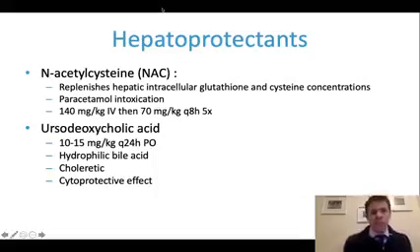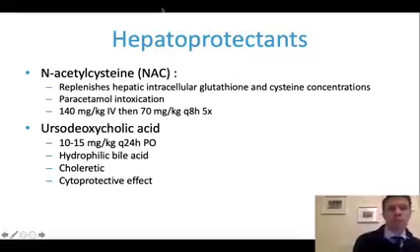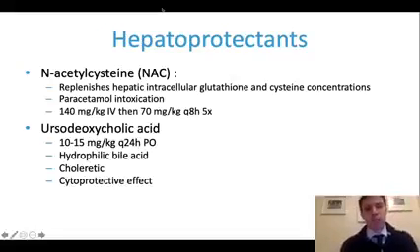Finally, N-acetylcysteine. The time I've used it has been to treat paracetamol intoxication, and I've done that more in cats than in dogs. Cats tend to go blue while dogs go yellow with paracetamol intoxication, and the blue is due to methemoglobinemia in that case, and cyanosis associated with it. The dogs sometimes can develop jaundice associated with paracetamol intoxication, and N-acetylcysteine is useful because it can replenish the hepatic intracellular glutathione and cysteine concentration. So try and restore normal hepatic function.